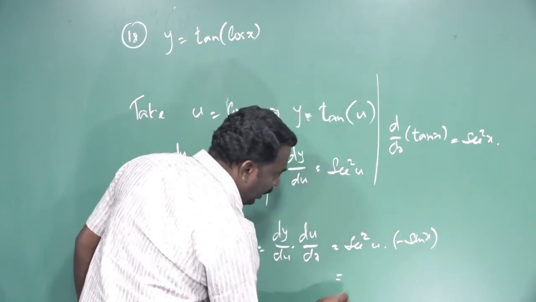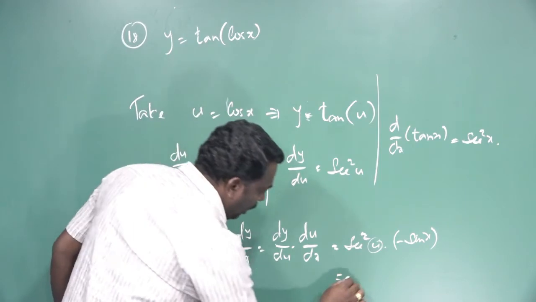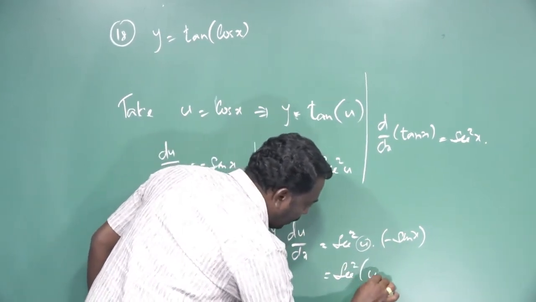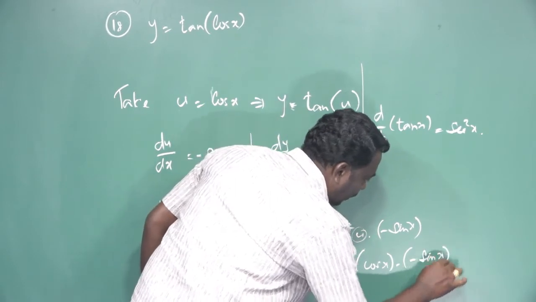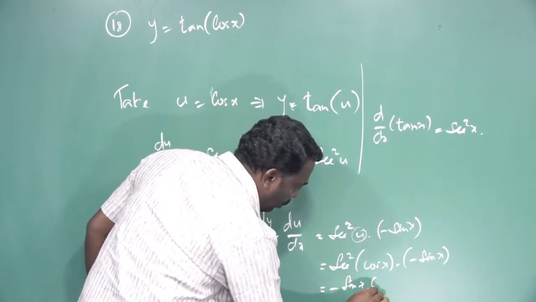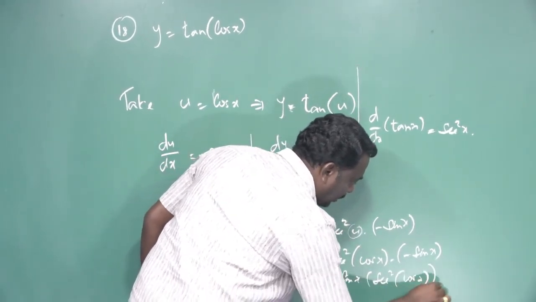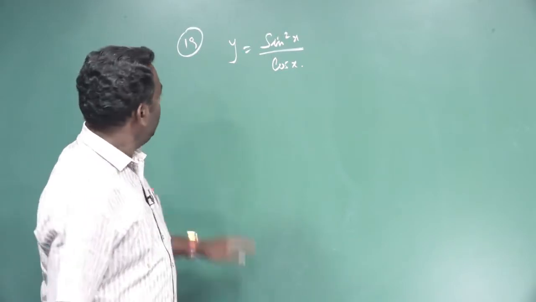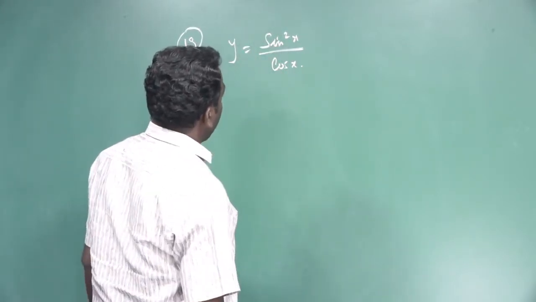Now that is equal to what? Applying the u value, u equal to what? Consider here cos x. Therefore, secant square of cos x into minus sin x, and that is equal to minus sin x into secant square of cos x, and that is the final simplification. The next question, 19, y equal to sin square x by cos x.